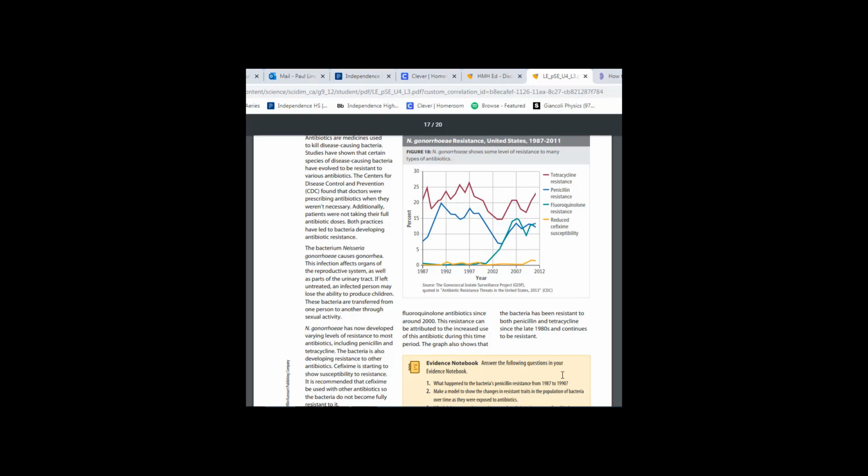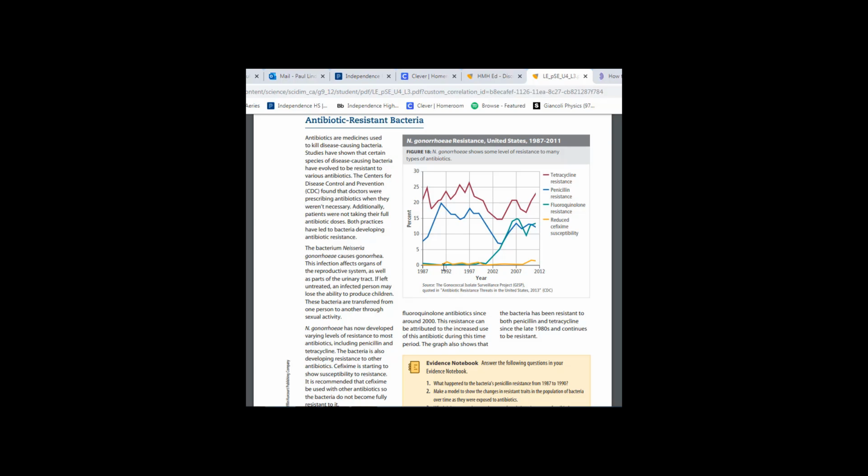it's on your sheet. What happened to the bacteria's penicillin resistance from 1987 to 1990? So here's how resistant it is. The higher the number, the more resistant to antibiotics. The lower the number, the less resistant. So this yellow one has very low resistance to cefixime and is very susceptible. And the red one, tetracycline, this gonorrhea is very resistant to that and can live through a treatment course of it at varying degrees. So go ahead and answer this first question from 1987 to 1990, which is right here.